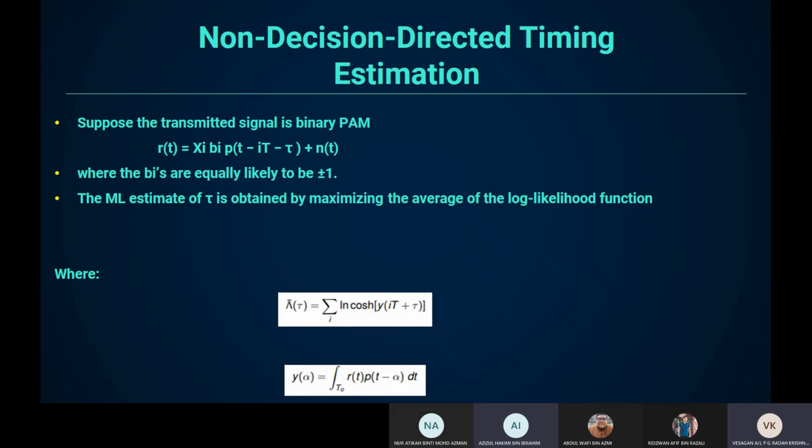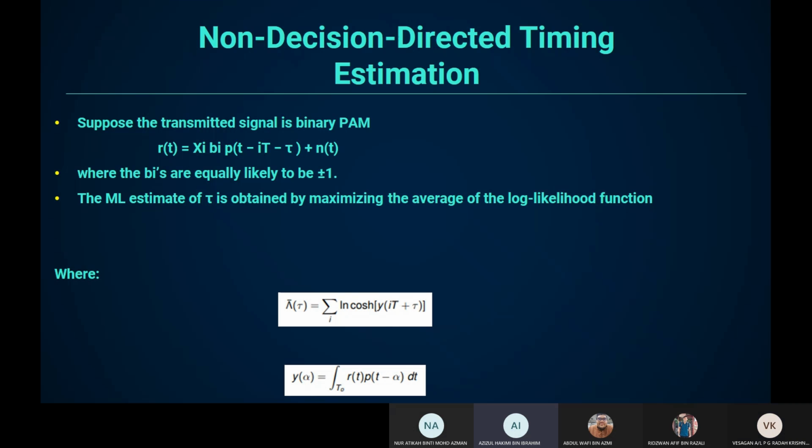So by averaging the probability ratio over the known symbols and then differentiating, a non-decision-directed timing approximation can be obtained. When the symbols are unknown, we average the likelihood function over the symbol distribution. Suppose the transmitted signal is binary pulse amplitude modulation, as shown in the equation below, where the b_i are equally likely to be plus or minus 1.